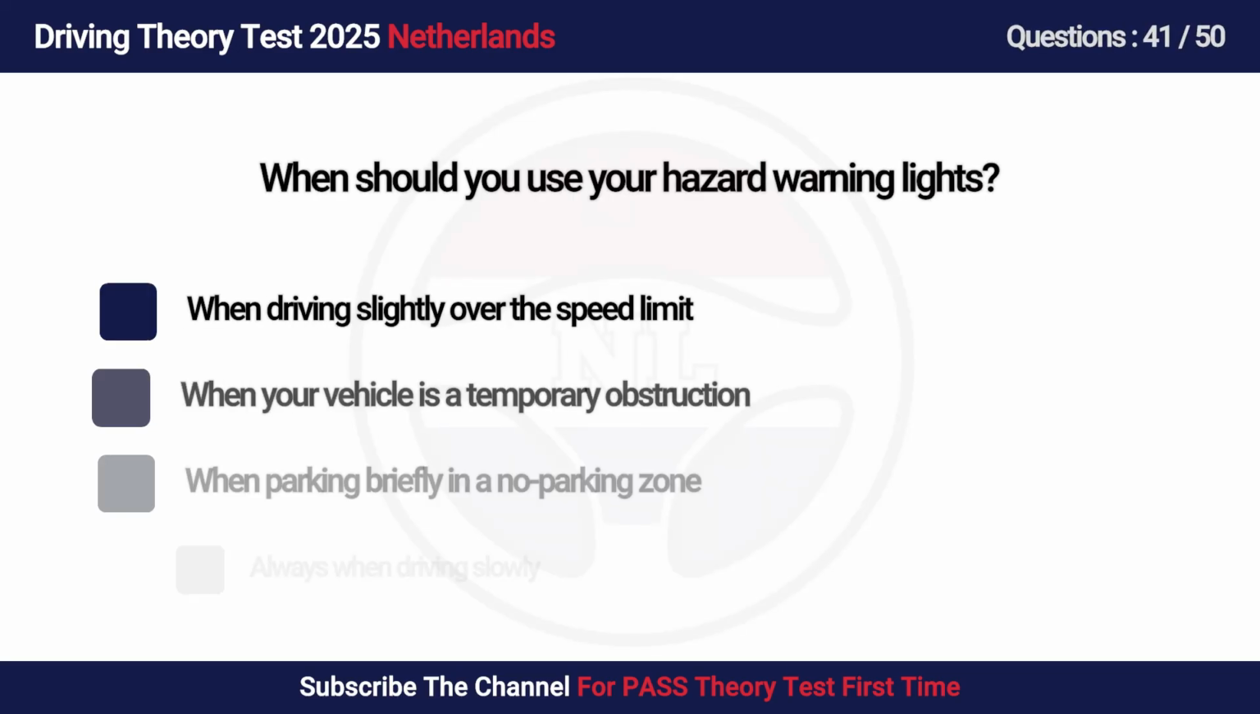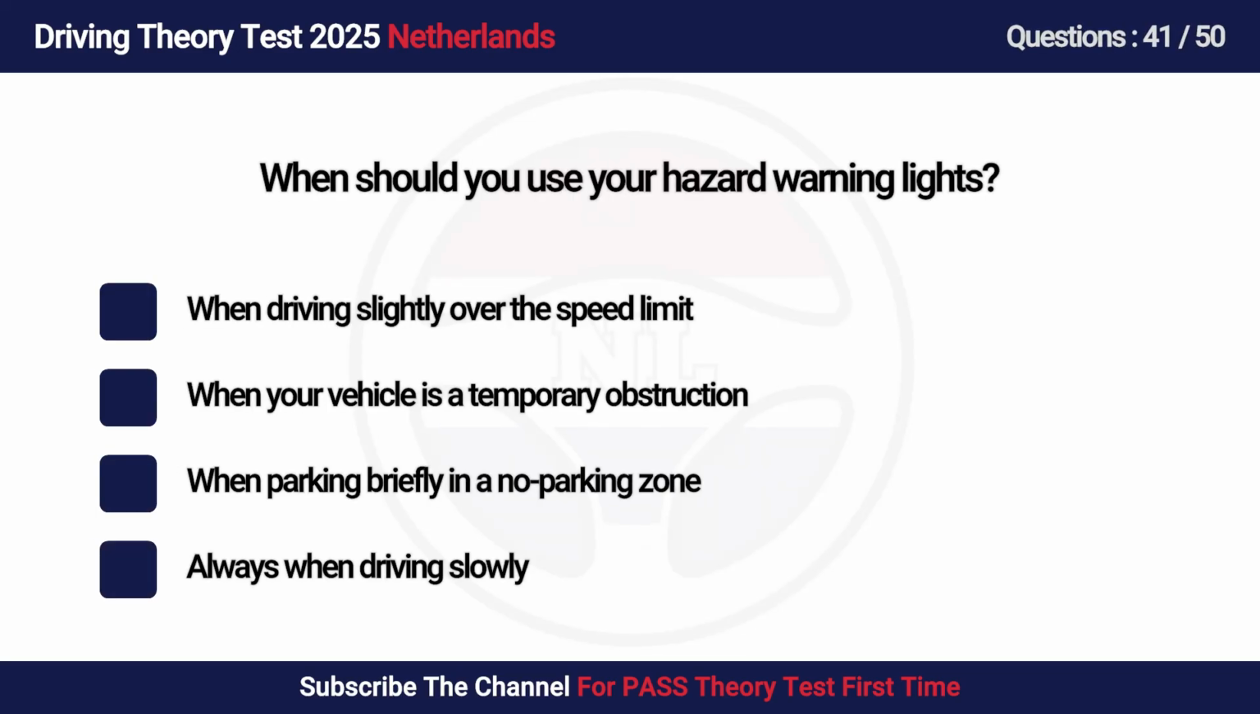Question 41. When should you use your hazard warning lights? A. When driving slightly over the speed limit. B. When your vehicle is a temporary obstruction. C. When parking briefly in a zone. D. Always when driving slowly.